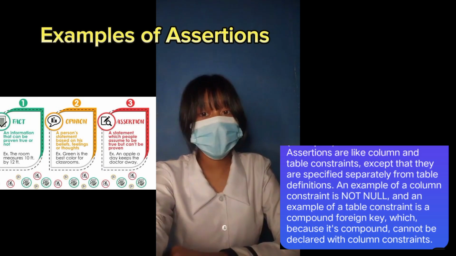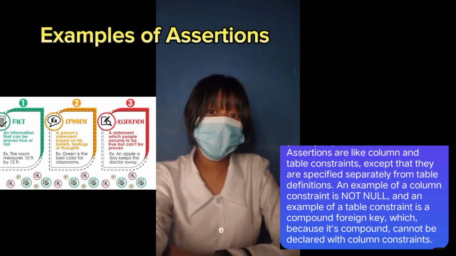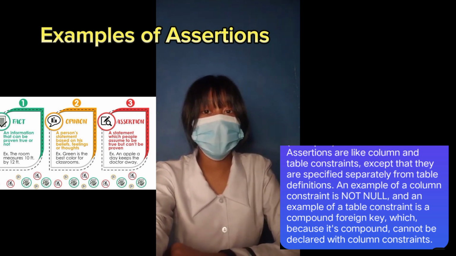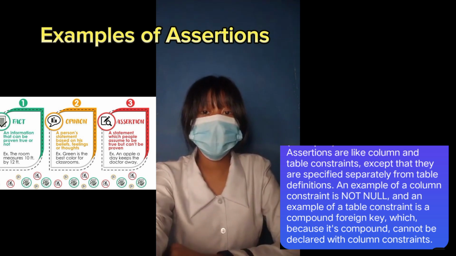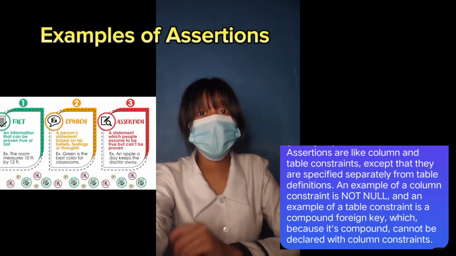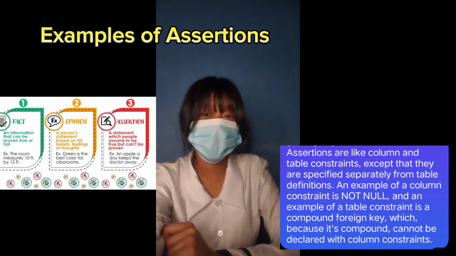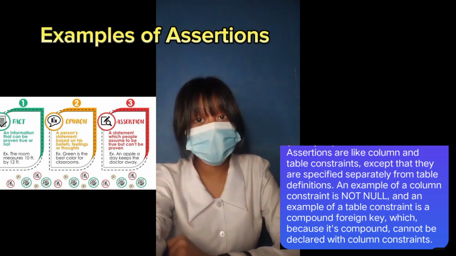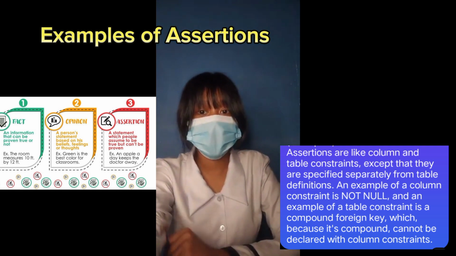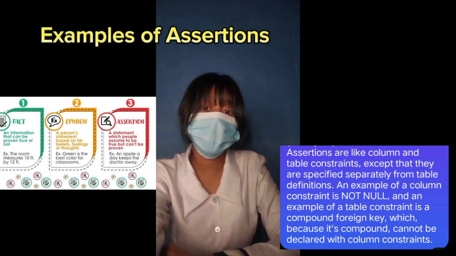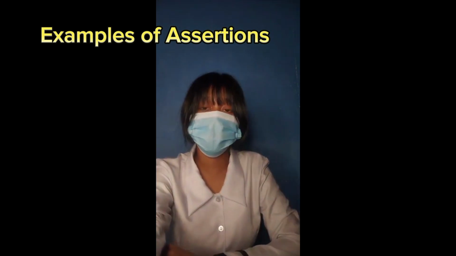So here are the examples of assertions. In databases they are similar to column and table constraints but defined separately from table structures. For instance, a column constraint like "not null" ensures a specific column isn't empty, while a table constraint like a complex foreign key is applied to multiple columns and can't be expressed as individual column constraints.